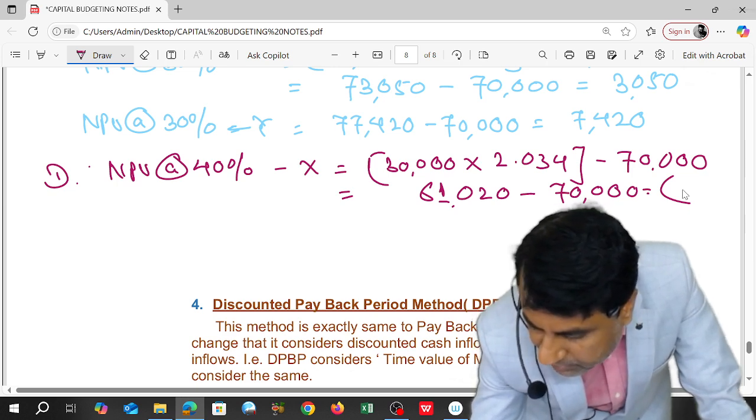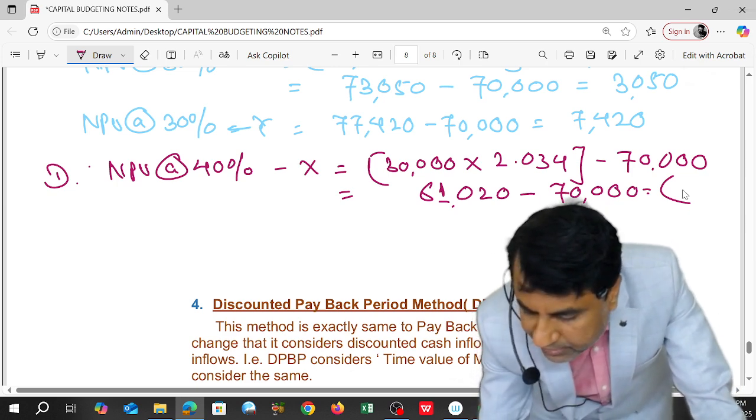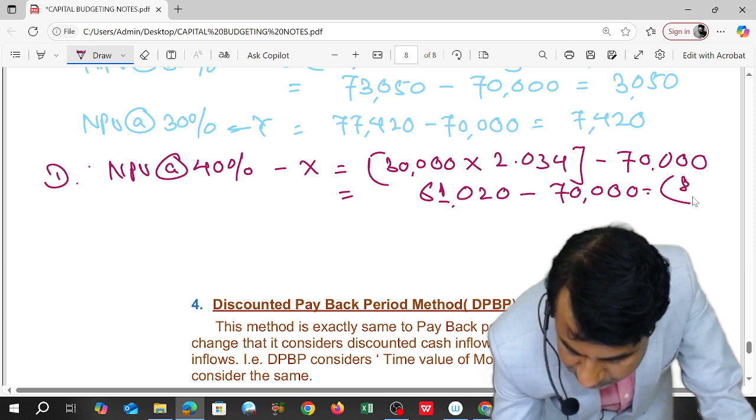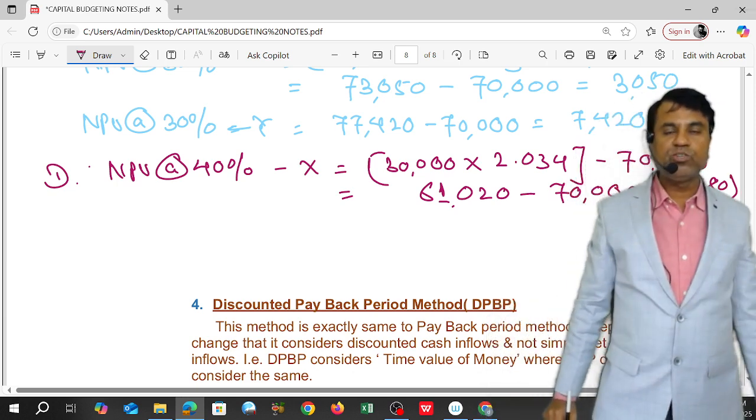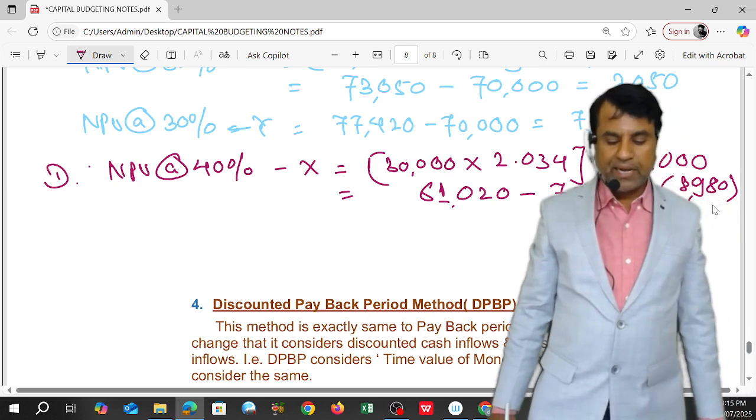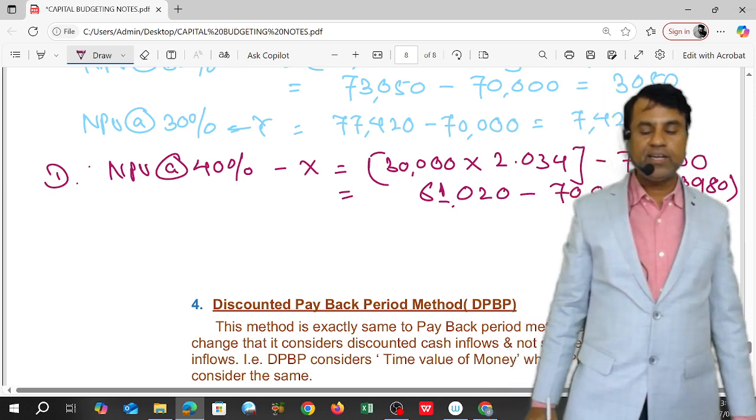ये नेगेटिव कितना आया? 8980. In finance accounting, no minus sign is going to be shown. It is going to be shown with the bracket there. तो ये 8,980 आ रहा है as of now.